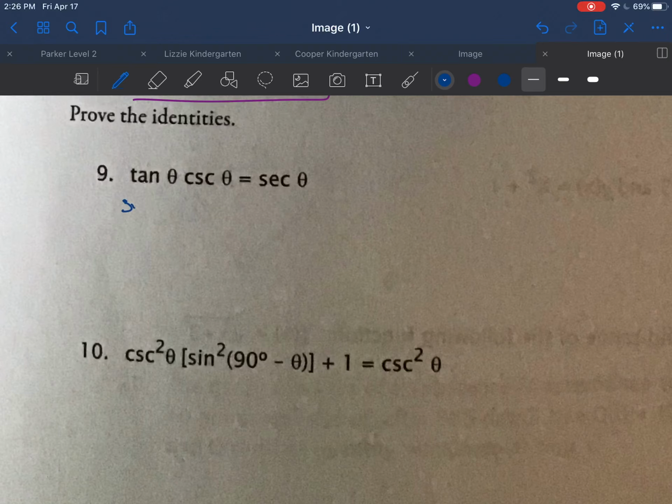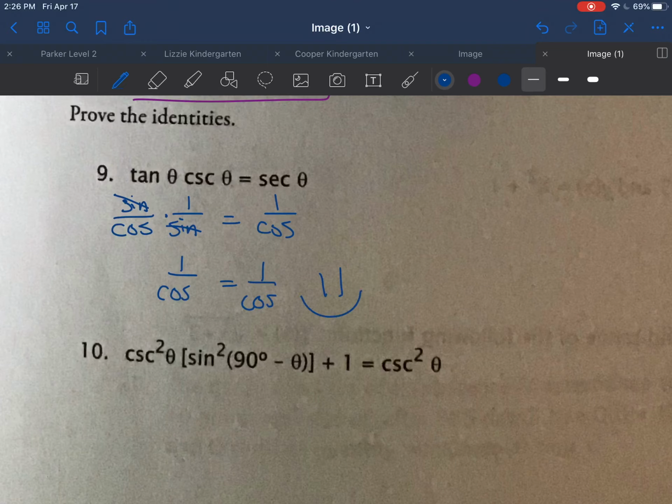So tangent, we can rewrite as sine over cosine times cosecant is 1 over sine. We want that to equal 1 over cosine. Well, you can see pretty quickly that sine over sine divides to 1. We're left with 1 over cosine equals 1 over cosine, and it proves correct. That's all I need you to do, is make the left and right equal to each other.